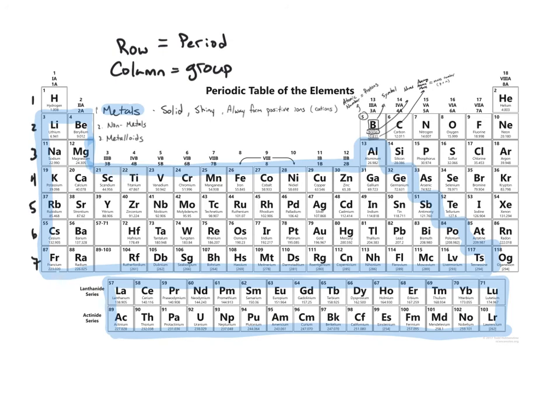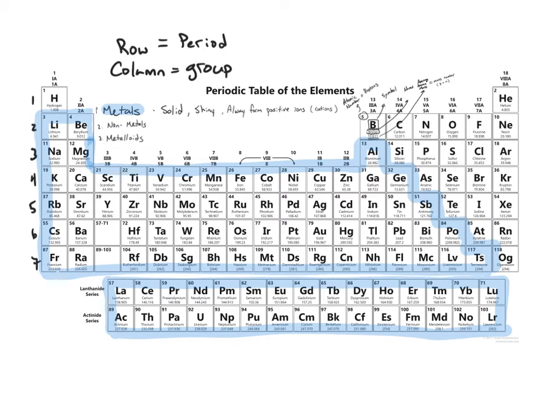Now let's talk about the nonmetals. Now, the nonmetals are also grouped together in a certain section of the periodic table, and they are located in the upper right-hand corner of the periodic table, representing this little triangle up here. It includes carbon and nitrogen, oxygen, and all the other elements that are kind of around it.